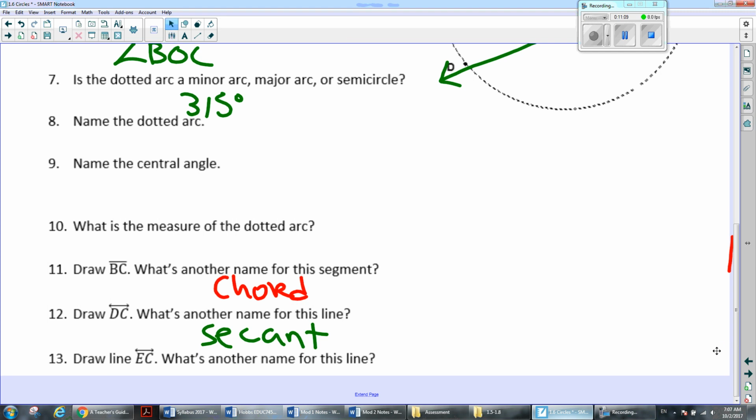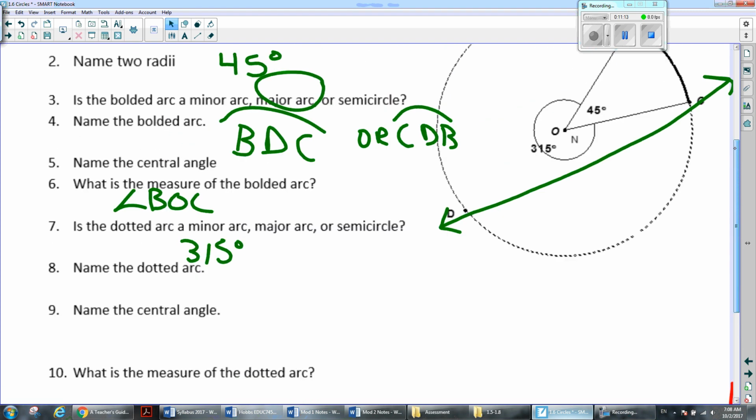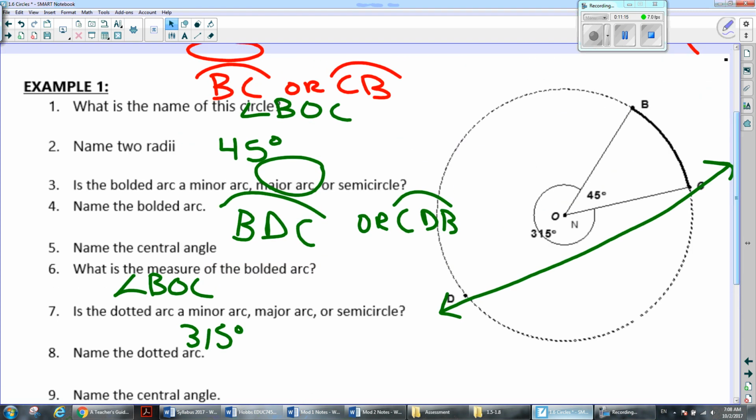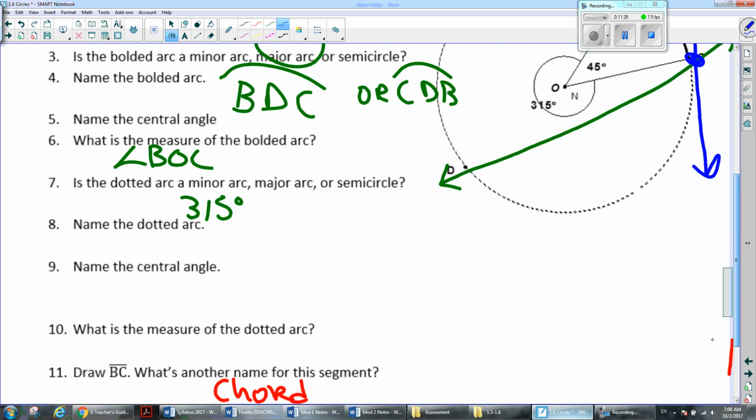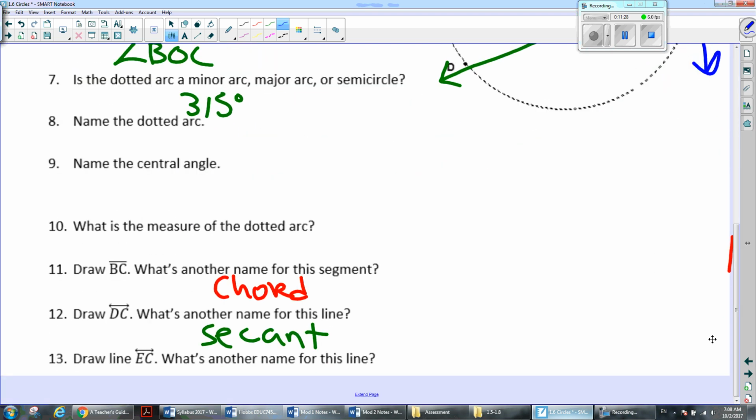And then we need to draw in line EC. So we're going to have to add in point E. Here's point C. It only touched the circle in one place. This would be a tangent.